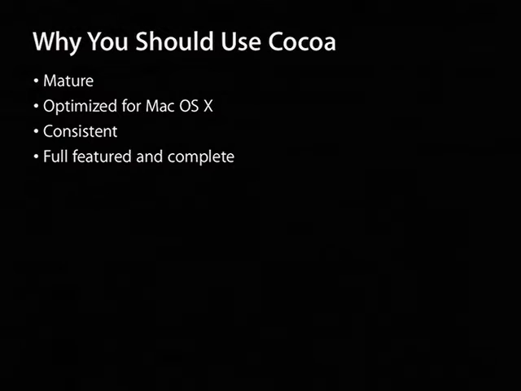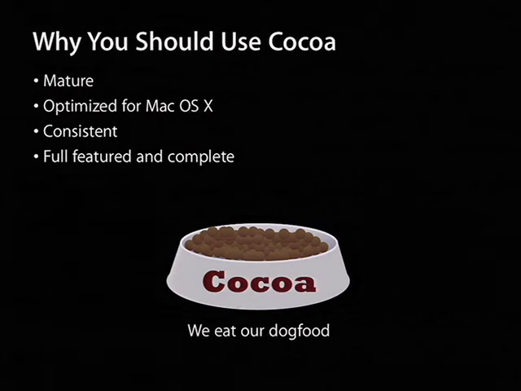And it's full-featured and complete. It's not just a framework for drawing widgets and controls. It also supports localization and accessibility and printing and scripting. In fact, it supports these because Mac OS X applications need these features. And the applications we ship with the system all use these features. So Cocoa is our dog food, right?